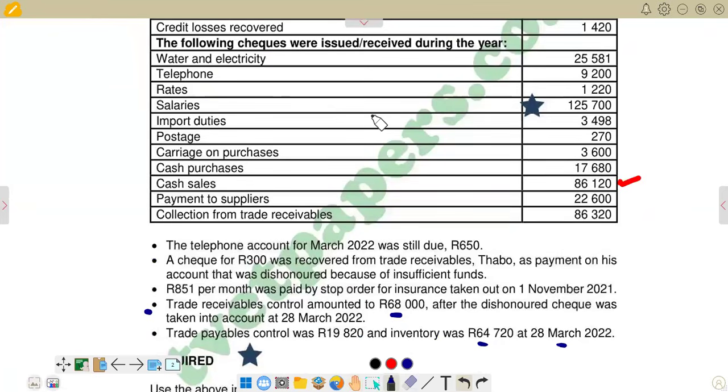After telephone, we've got rates. Rates also is an expense. So we go to additional information to see if we've got anything affecting rates. We see that there's nothing. So we pick 1,220 as it is. And also we have got salaries, which is 125,700. We check the additional information to see if we've got anything affecting salaries. You'd see that we have got nothing. So it means we are going to pick 125,700 as it is. So we can just pick those two.